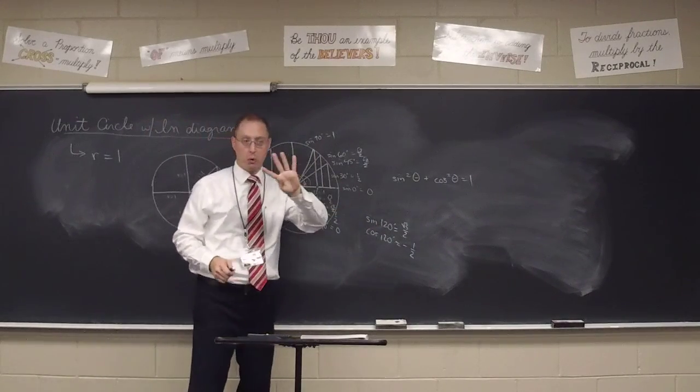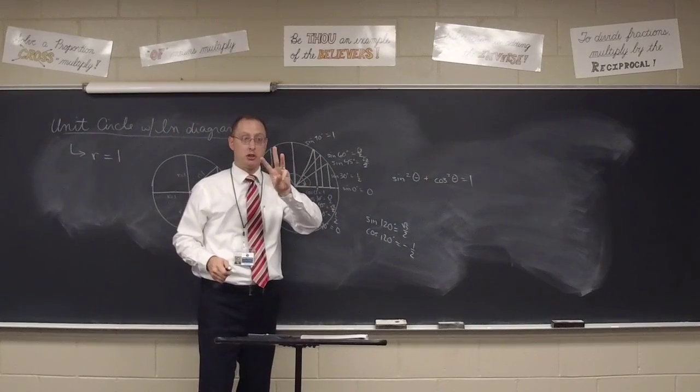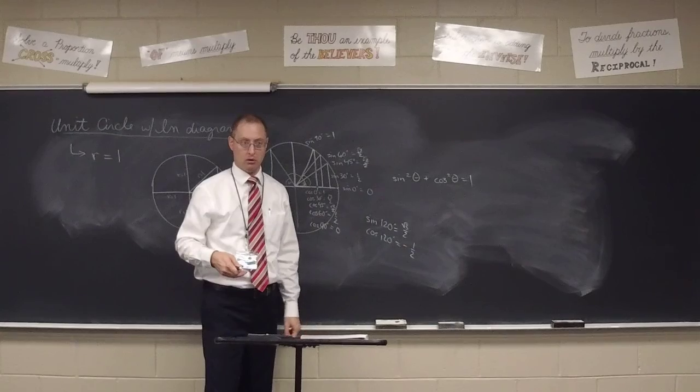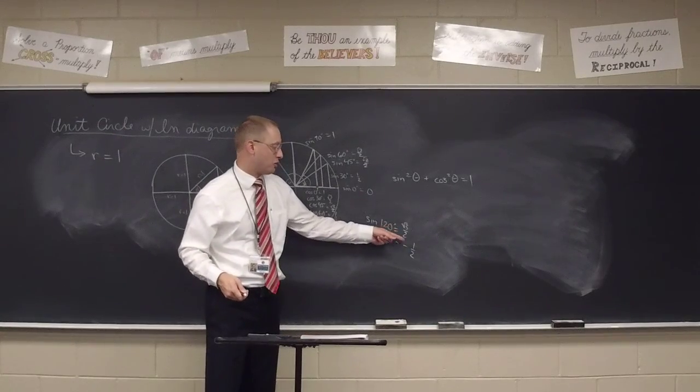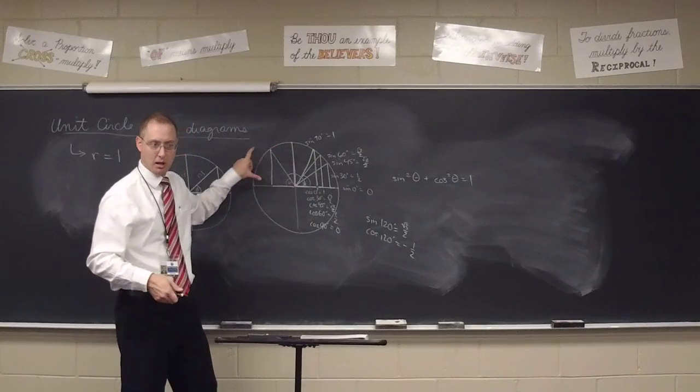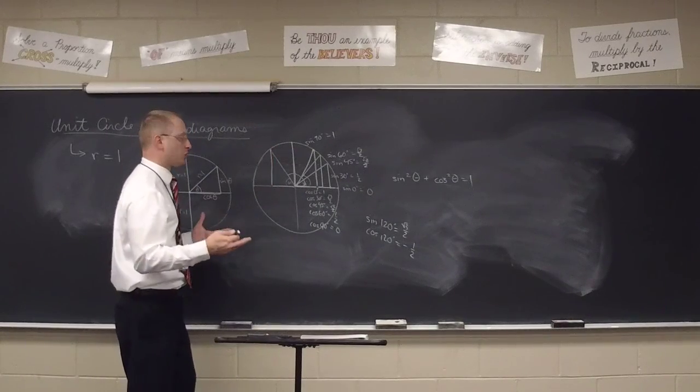Well, what's the square root of 4, class? 2. So what's the square root of 3? Almost 2, right? What's 2 divided by 2? 1. What's almost 2 divided by 2? Almost 1. Square root of 3 over 2. It's an easy number to remember, especially since we've seen it so much already.